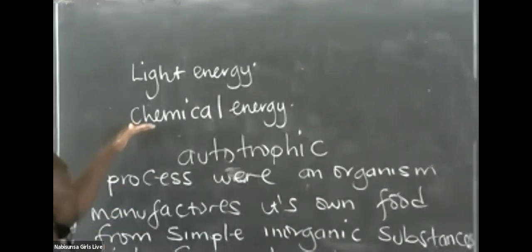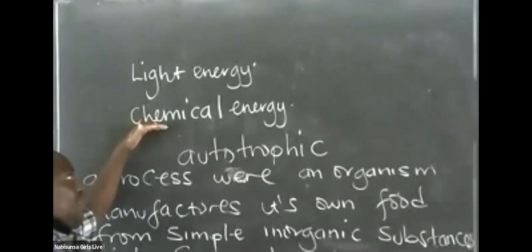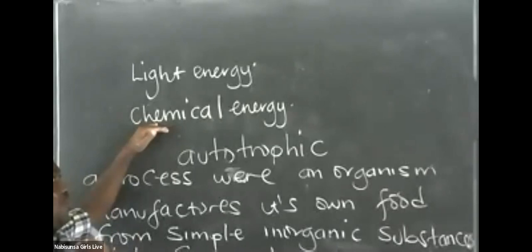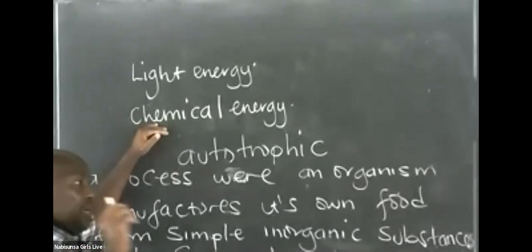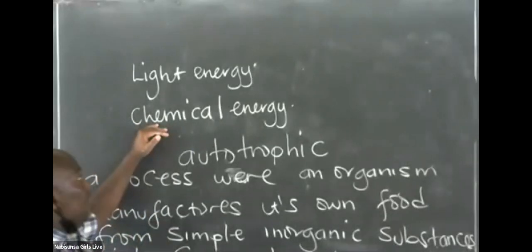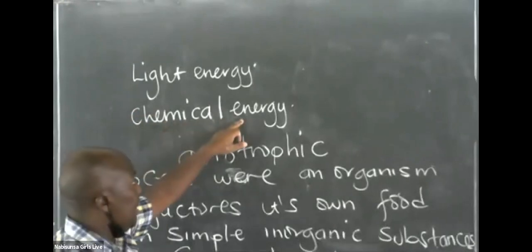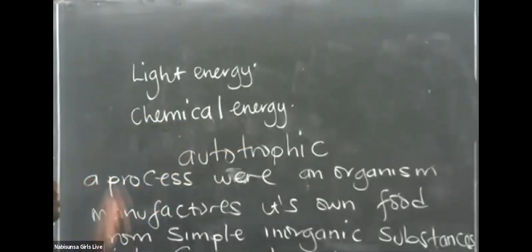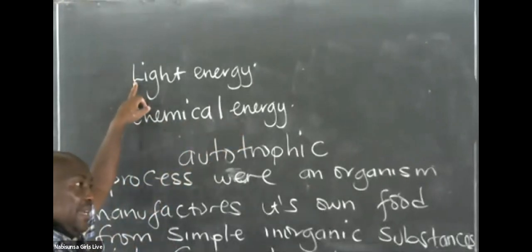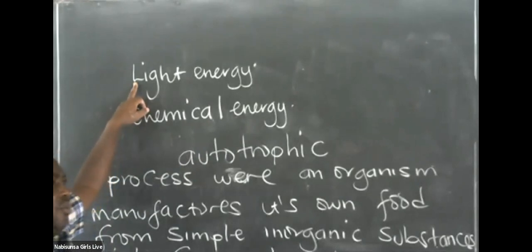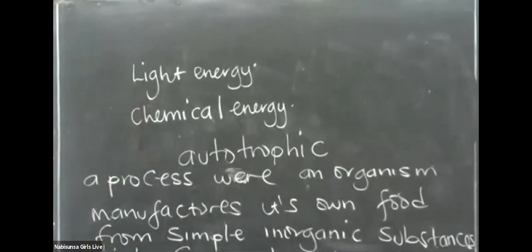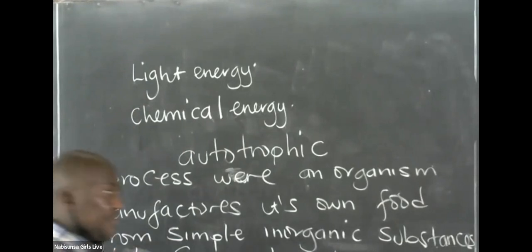Now, I was saying that chemical energy is the energy obtained from the breakdown of complex chemical compounds. So that's why we are saying it is chemical energy. Now, if these organisms in manufacturing their own food utilize light energy, that process will be called photosynthesis.